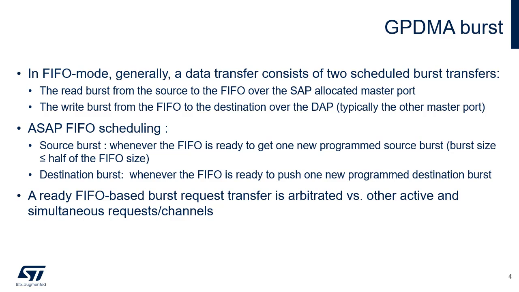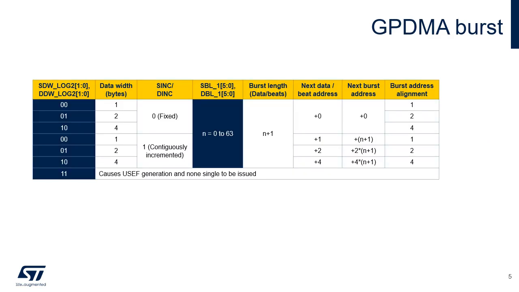The requested source burst transfer to the FIFO can be scheduled as early as possible over the allocated port, depending on when the FIFO is ready to get one new burst from the source. The requested destination burst transfer from the FIFO can be scheduled as early as possible over the allocated port, depending on when the FIFO is ready to push one new burst to the destination. Based on the channel priority, these ready FIFO-based source and destination transfers are internally arbitrated versus the other requested and active channels. This table lists the main characteristics of a GPDMA burst.